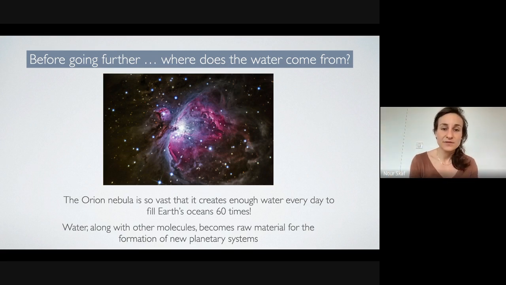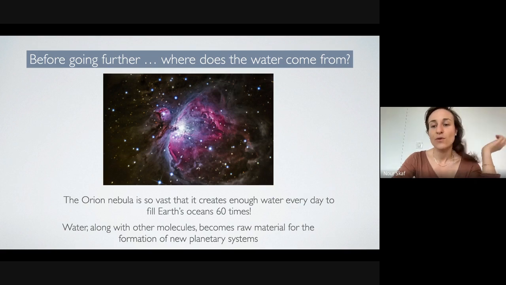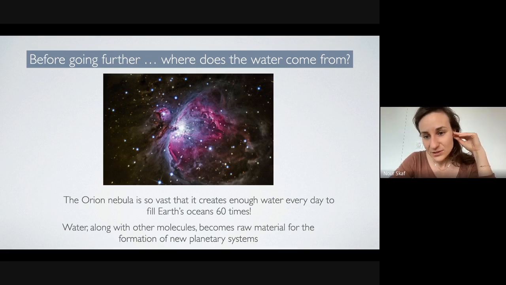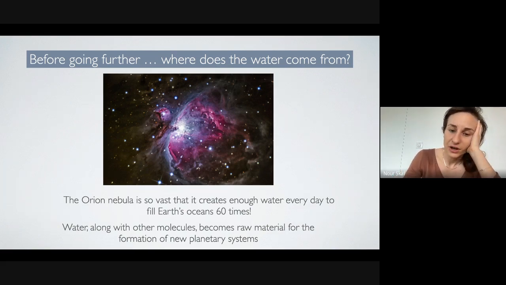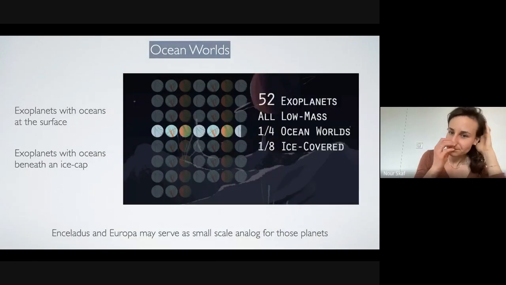It's like a maternity of stars, and sometimes the gas gets so dense that it creates stars. The Orion Nebula is so vast that it creates enough water every day to fill Earth's ocean 60 times. It's a huge amount of water. Water, along with other molecules, becomes raw material for the formation of new planetary systems. And this is how we have so many water worlds, ocean worlds.